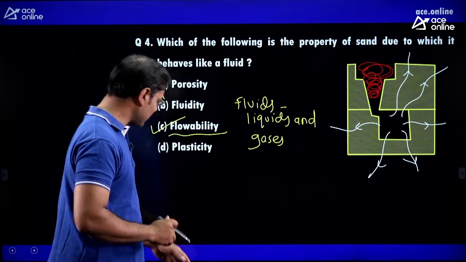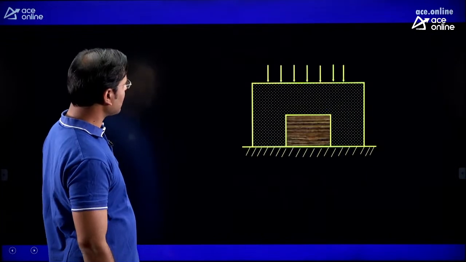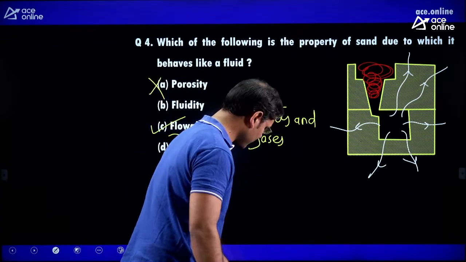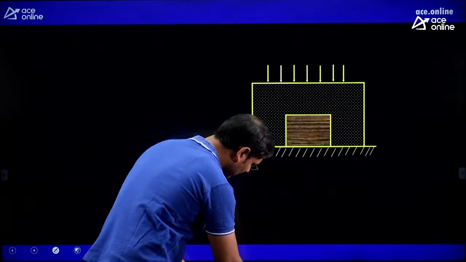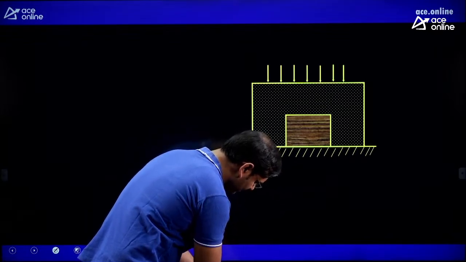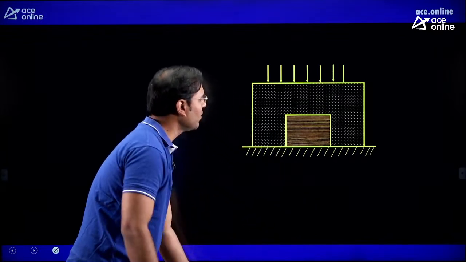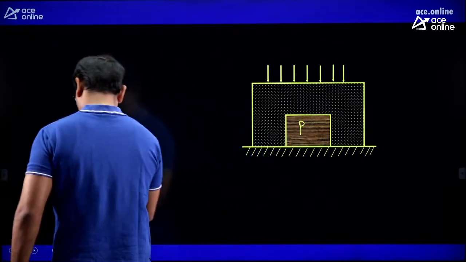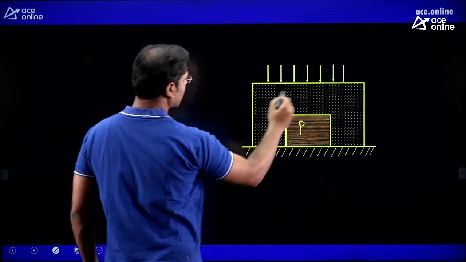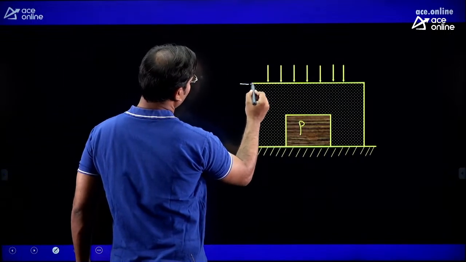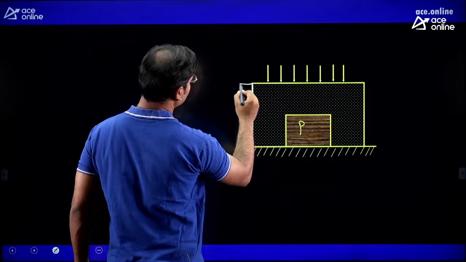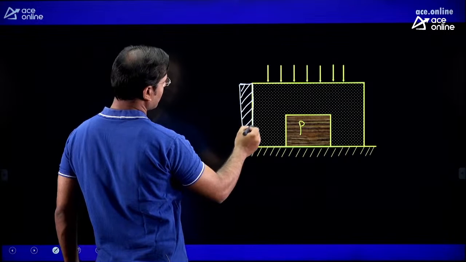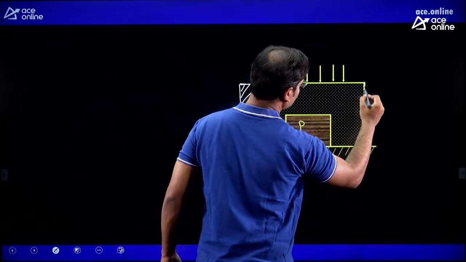Now the next option, you can see plasticity. What is plasticity? This is the question. To explain plasticity, let me come with one diagram. Here you can see one pattern, P, I am writing, and here is the total molding sand. All of it is kept in one box. That box is known as the mold box, also known as the flask.